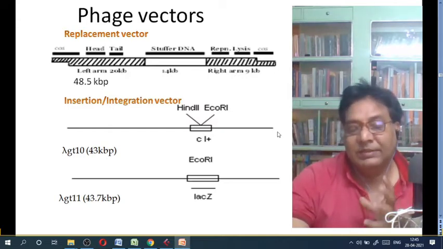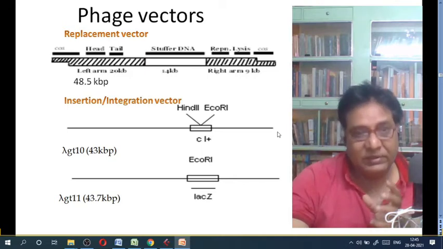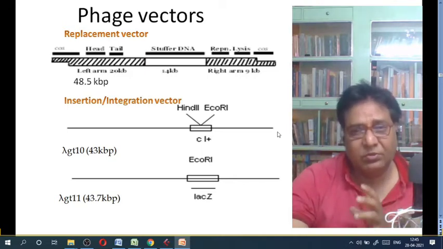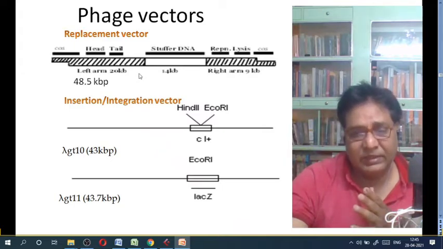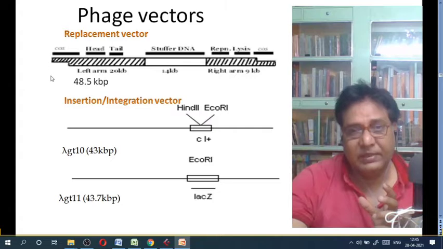So these size inserts will easily get packaged. If the insert size is that, then what is the cos to cos distance? 20 kb plus, say it is 12 kb, 20 kb plus 12 kb is 32 kb, and then 9 kb is 41 kb. So cos to cos distance, if the insert size is 12 kb, is 41 kb.